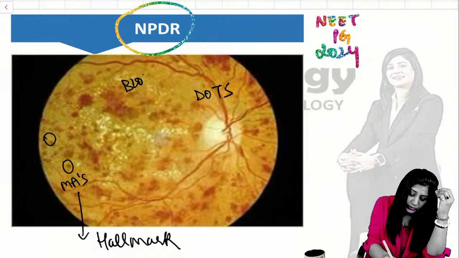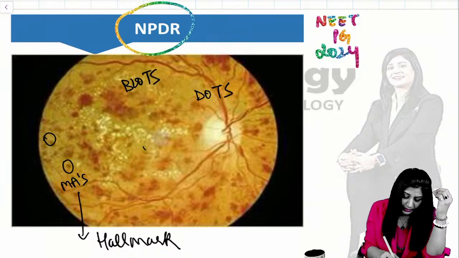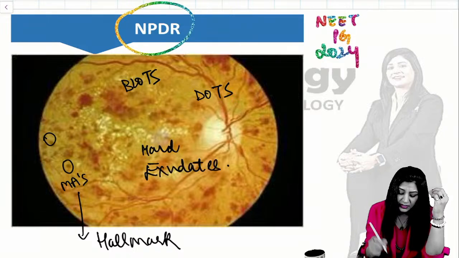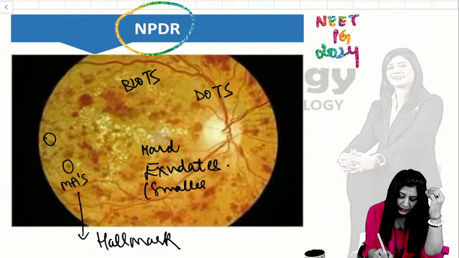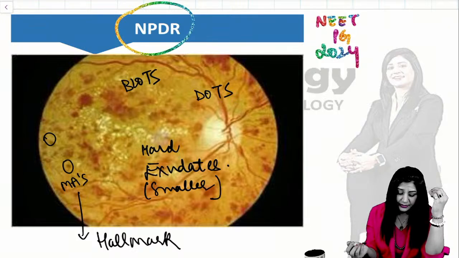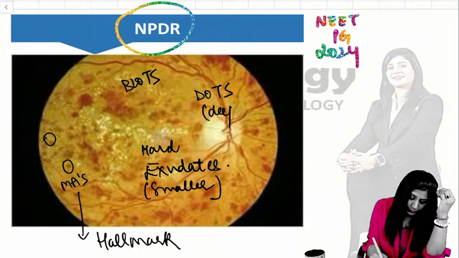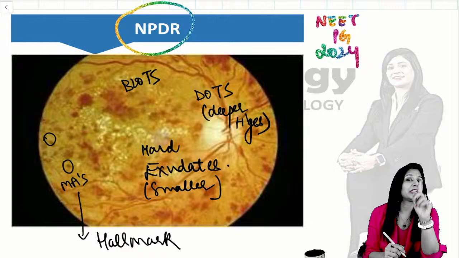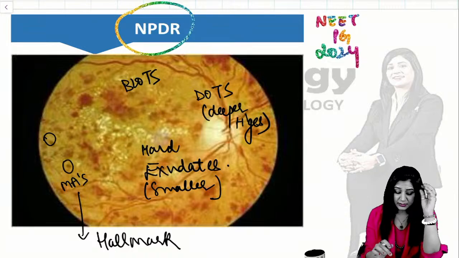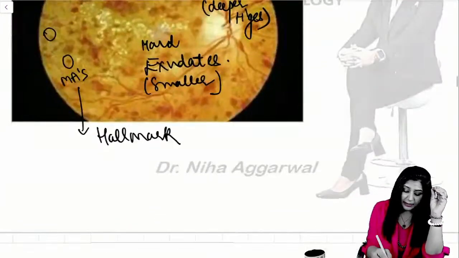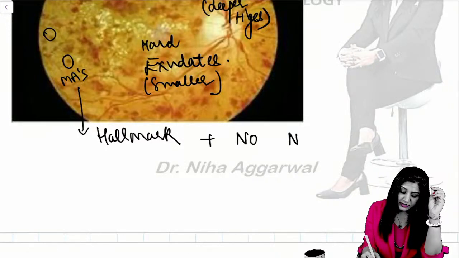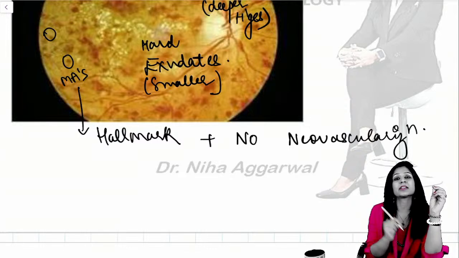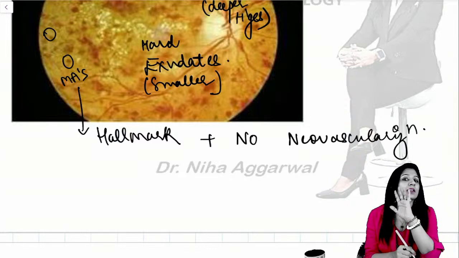Then we have blots also, and you can look at the exudates. There are hard exudates, which are again very, very small. These are smaller than the soft exudates, and these are the deeper hemorrhages. Like there we were getting the superficial hemorrhages, here we have deep hemorrhages, soft exudates, hard exudates. Microaneurysm is the hallmark, plus no neovascularization. Then you are sure that it is a case of NPDR, right?